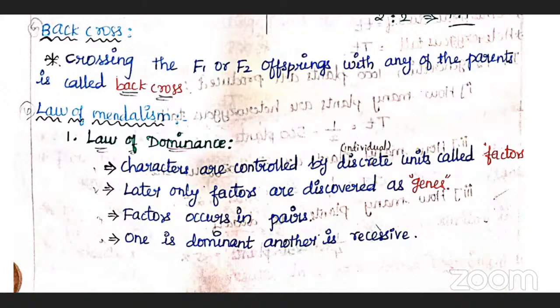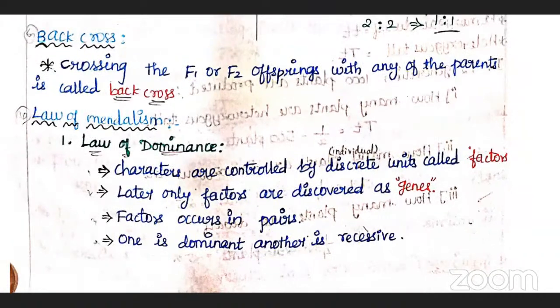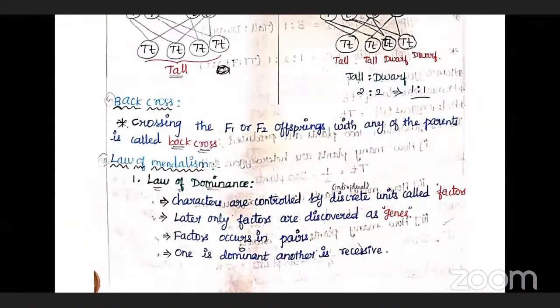Again, I repeat. In a pair, one factor may prevent the expression of another factor, which is known as the law of dominance. The particular trait will be expressed. The next one is the law of segregation.